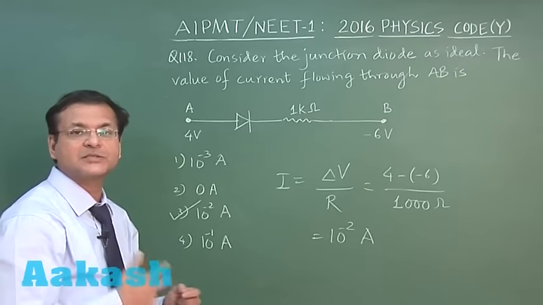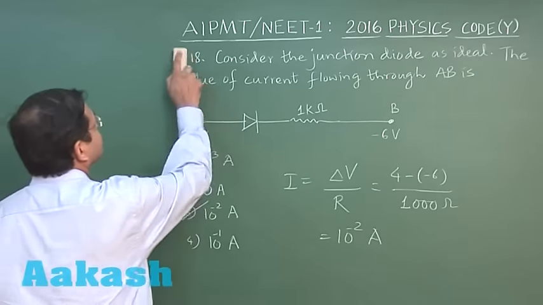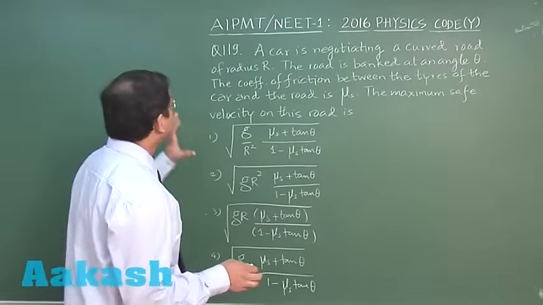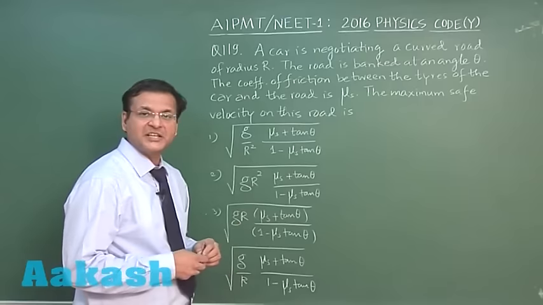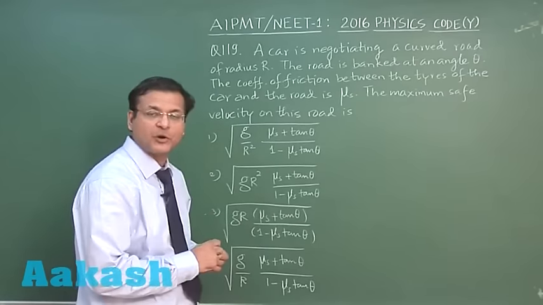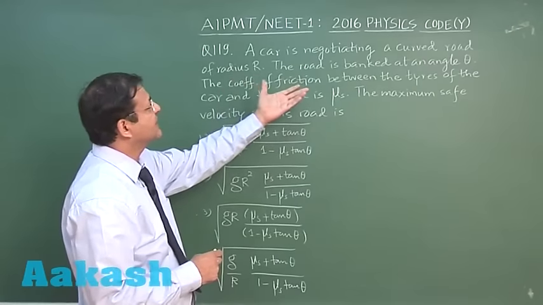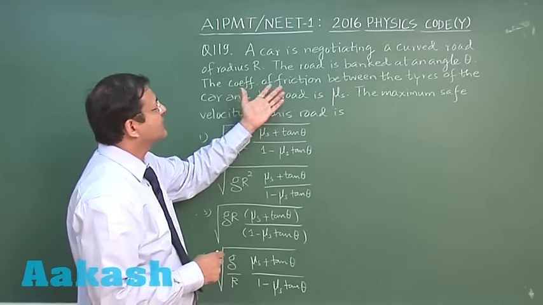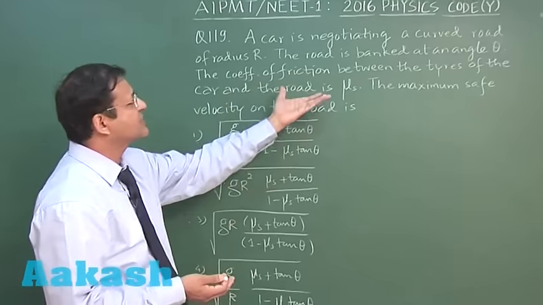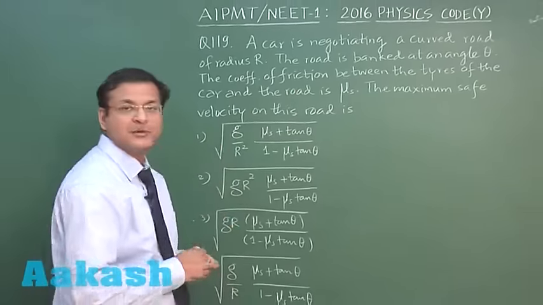Now let us look at next question, that is question 119. Now this is a question from PMT standard which does not require any explanation, because this is the straightforward formula which has been asked. It's a case of banking. A car is negotiating a curved road of radius r. The road is banked at an angle theta. Angle of banking has been given. The coefficient of friction mu s also has been given. So they are asking you to calculate the maximum safe speed.